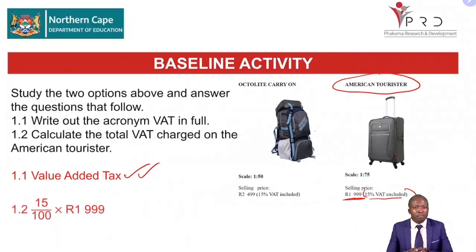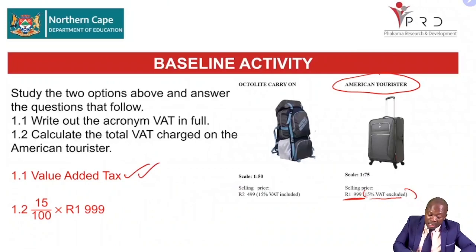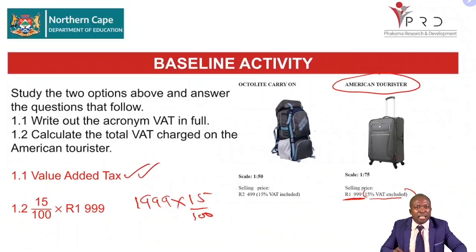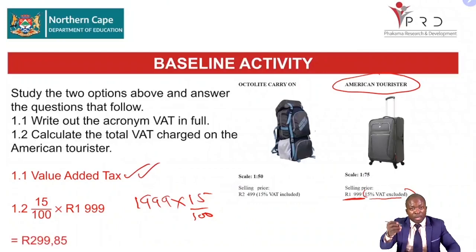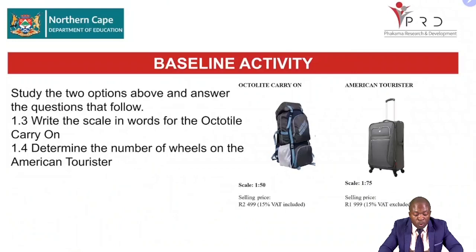So you see, what you do, you take 15%, as in 15 over 100, you times it by 1,999. You can even decide, some learners prefer to write 1,999 times 15 over 100. It will not change the answer. It will still be the same. The key is that you are able to use it correctly. Let's look at the next point. When we have 15 over 100 times 1,999, we get 299 Rand and 85 cents. I hope you got that correct.